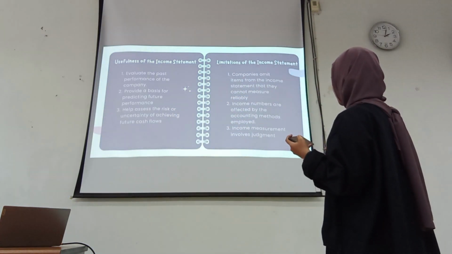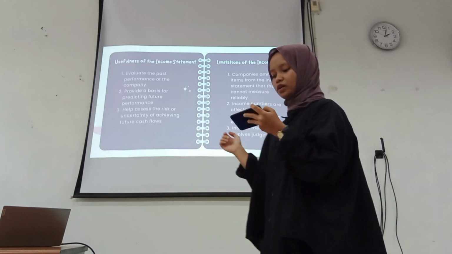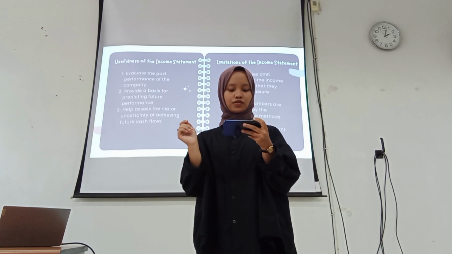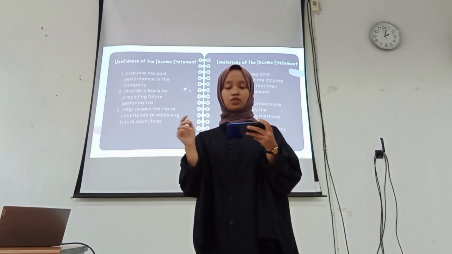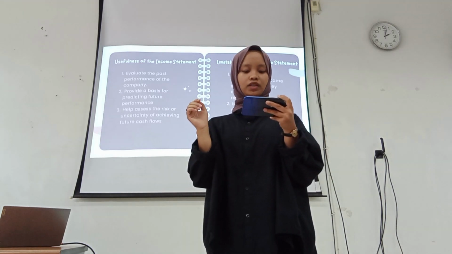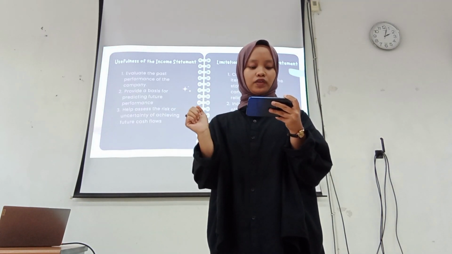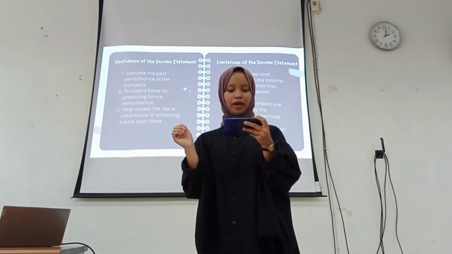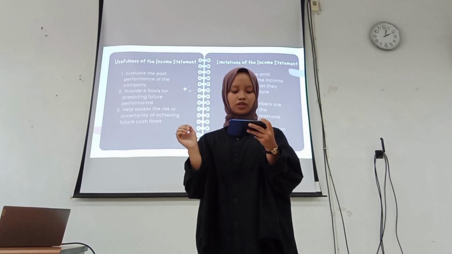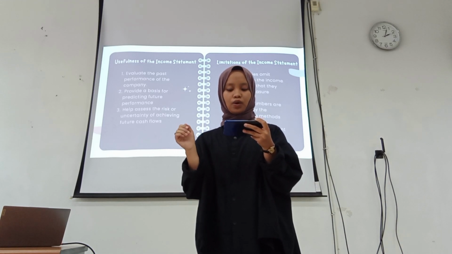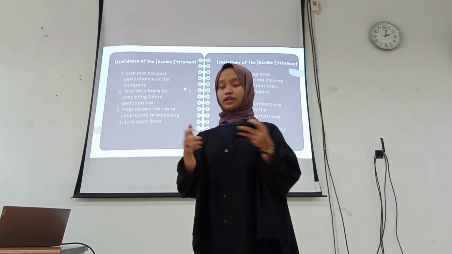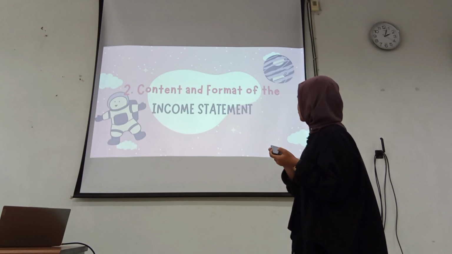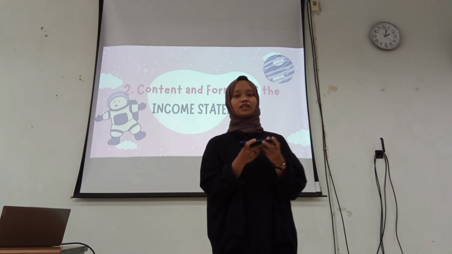Number three, income measurement involves judgment. For example, a company in good faith might estimate the useful life of an asset to be 20 years, while another company uses a 50 years estimate for the same type of asset. Similarly, some companies may make optimistic estimates of future warranty cost and bad debt expense, which result in lower expense and higher income. So the next, content and format of the income statement, will be presented by Ghina.